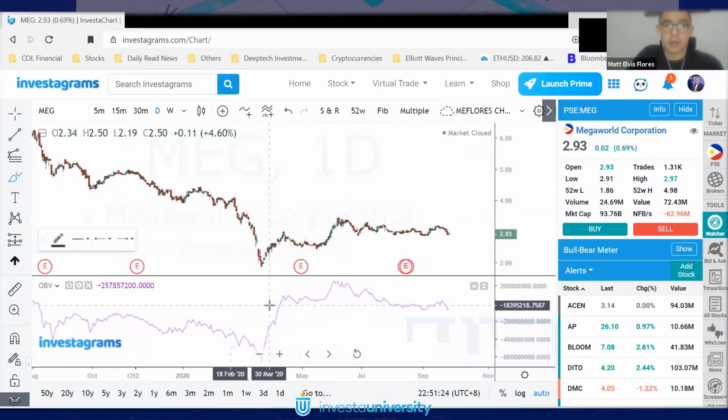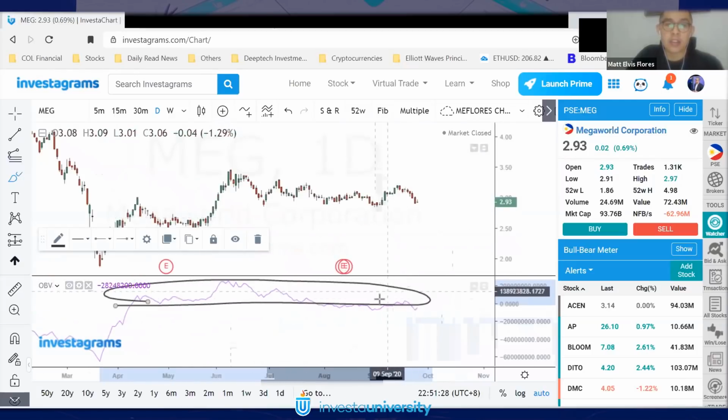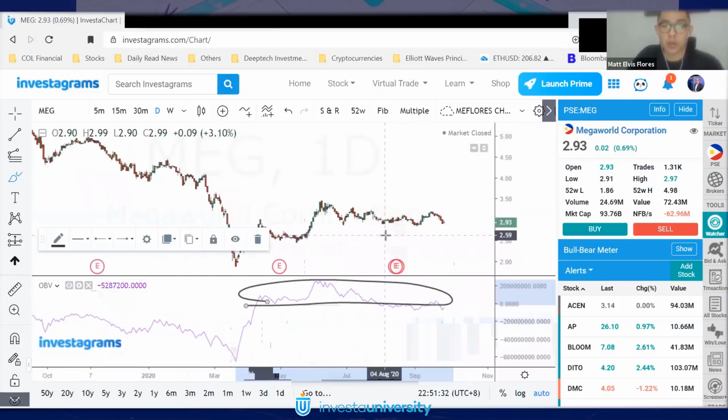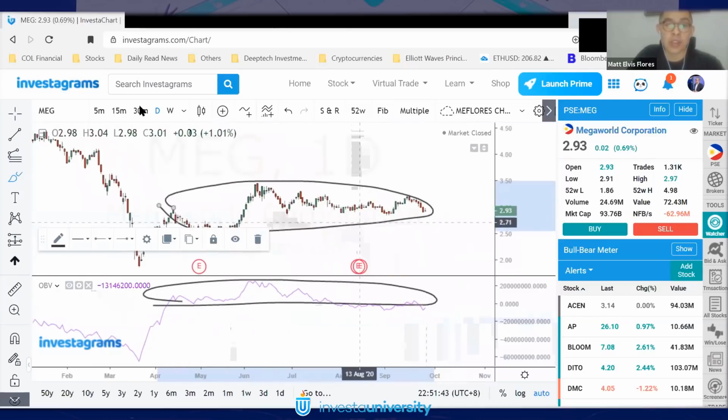Diba? Kita mo yung OBV niya nasa taas. However, it started to move down. Bakit? That's we don't know. Pero at least at this level, merong nag-accumulate. Diba? Merong nag-accumulate at that level ng mga same brokerage.